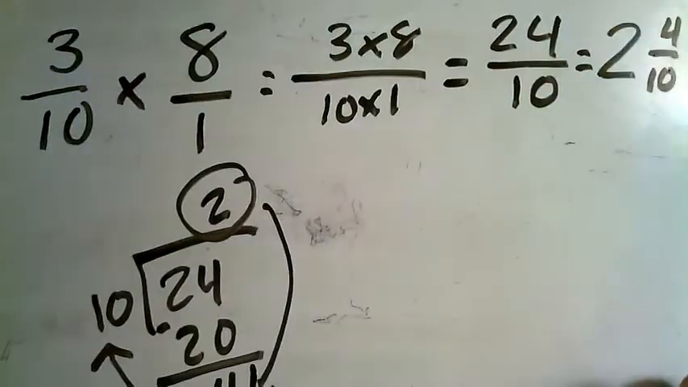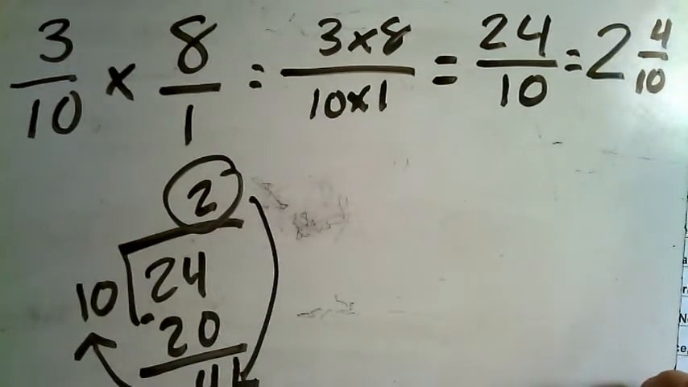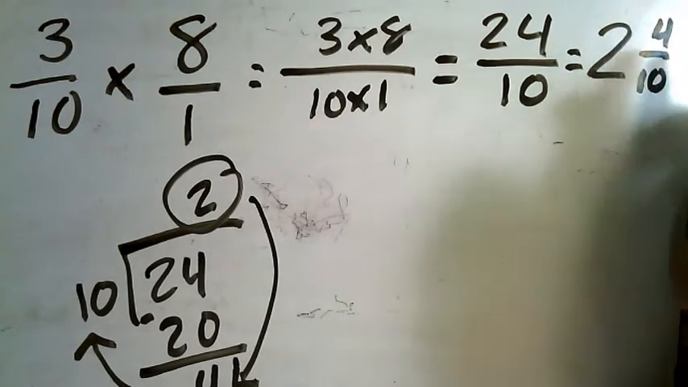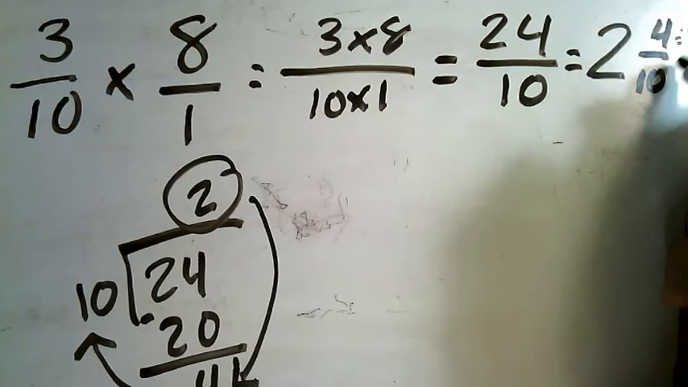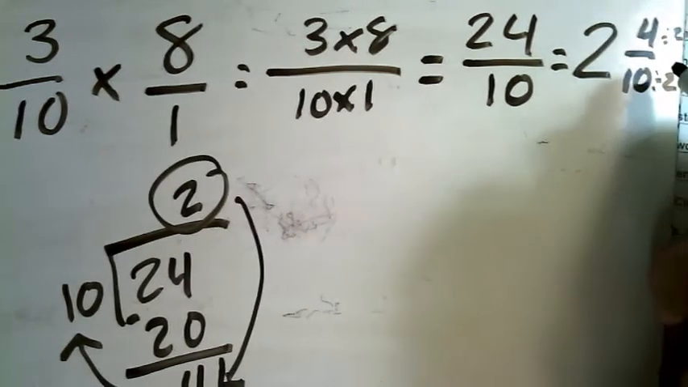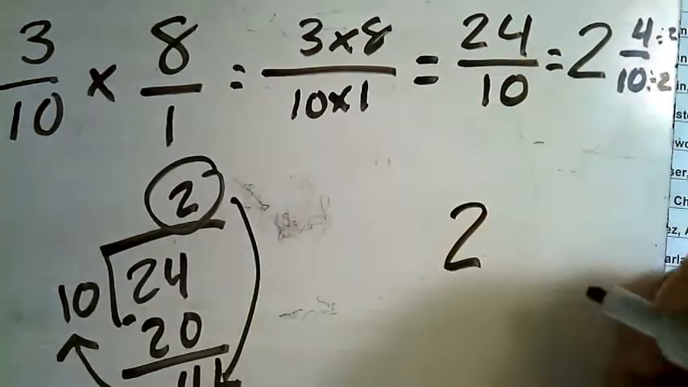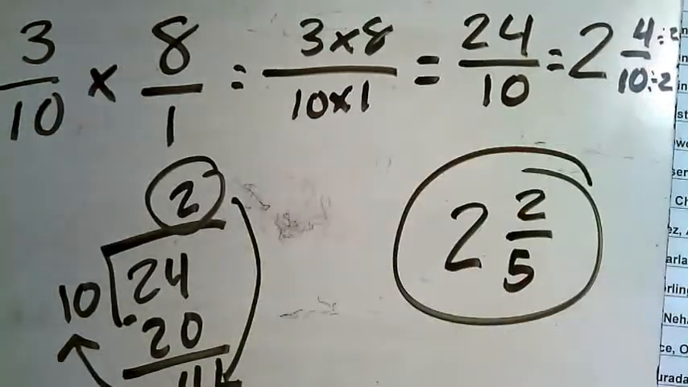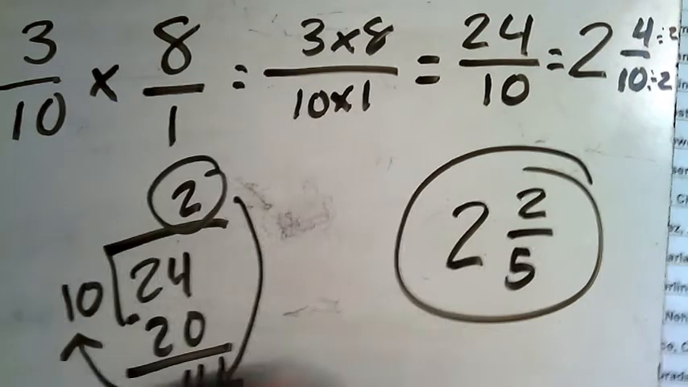or 4/10. So 24/10 is equivalent to 2 4/10, and hopefully your brain is telling you that you can actually simplify it even further. We can divide both the numerator and the denominator by 2, and our final answer is 2 wholes and 2/5. So 3/10 times 8 equals 2 2/5. So that is a nice quick review of a lovely standard that we were enjoying learning in class.